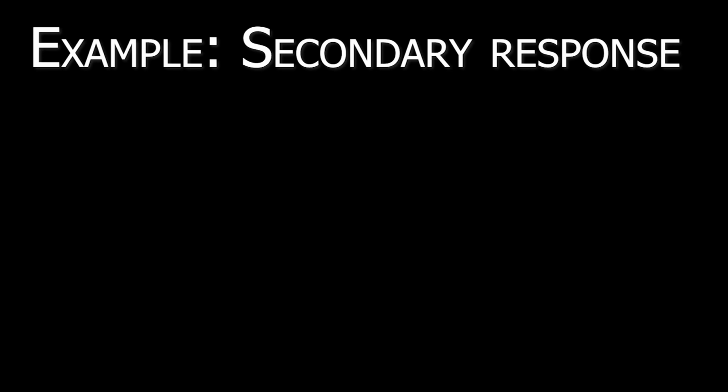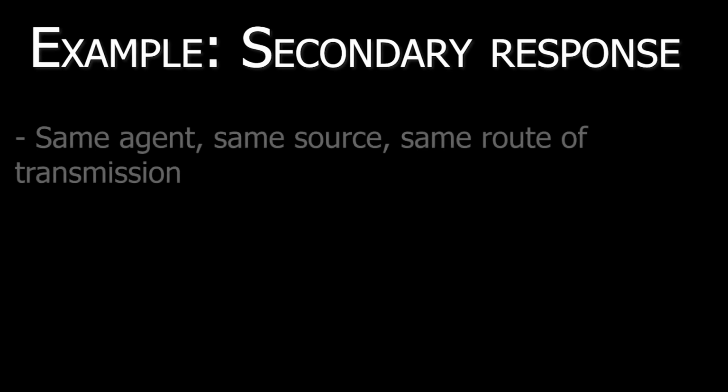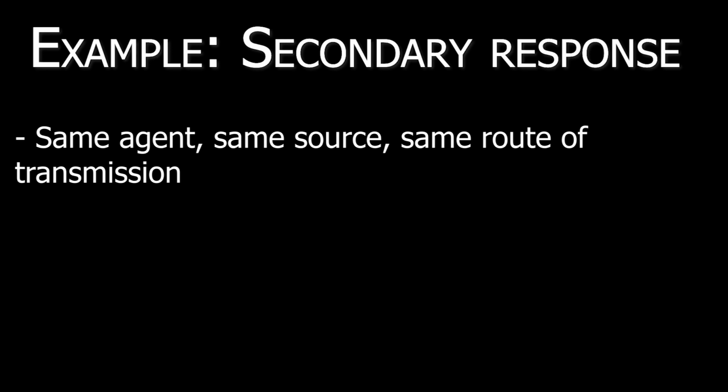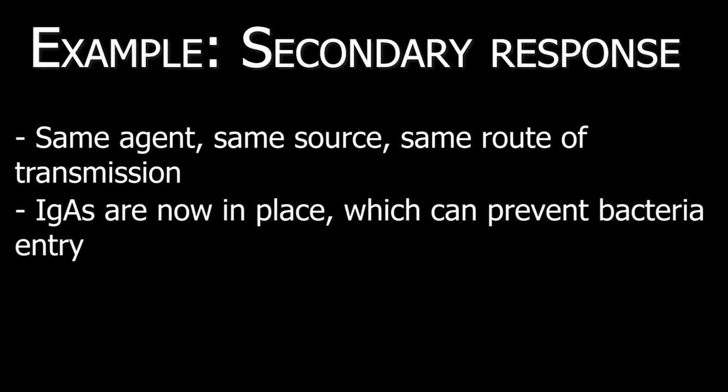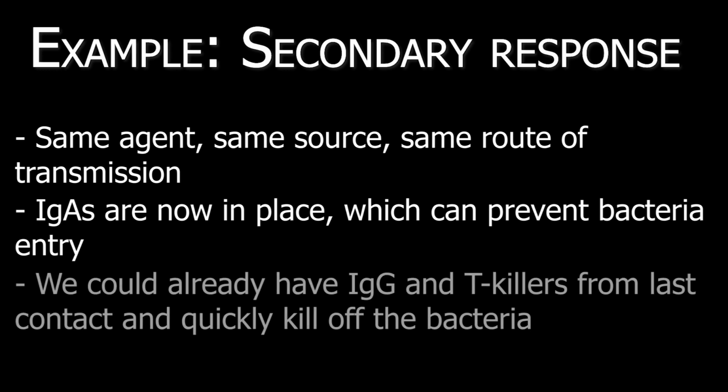Now with this in mind, let's briefly take a look at the secondary immune response. Our patient has contacted the same pathogen again. The source of infection is the same, the route of transmission is the same. However, now the bacteria has to face a few problems. First, IgAs are now a threat to them, quickly preventing them from being able to effectively grow. Second, we could already have IgGs and T killers from the last time we got sick. In this case, there's no need for any further response. Our body can already fight the bacteria off.